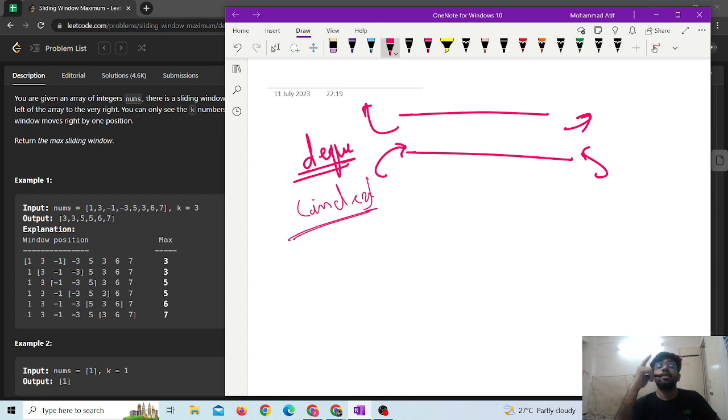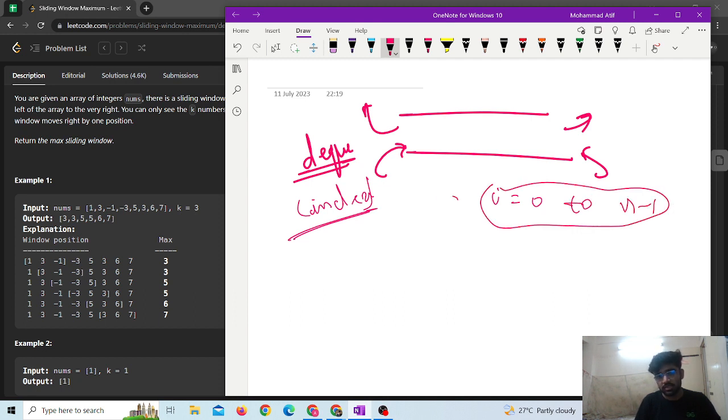Suppose now I will be starting the iteration from i equals 0 to i equals n minus 1, where n is the size of the array. So this is the for loop that we are running. Now whenever I encounter any index i, I will simply push it.